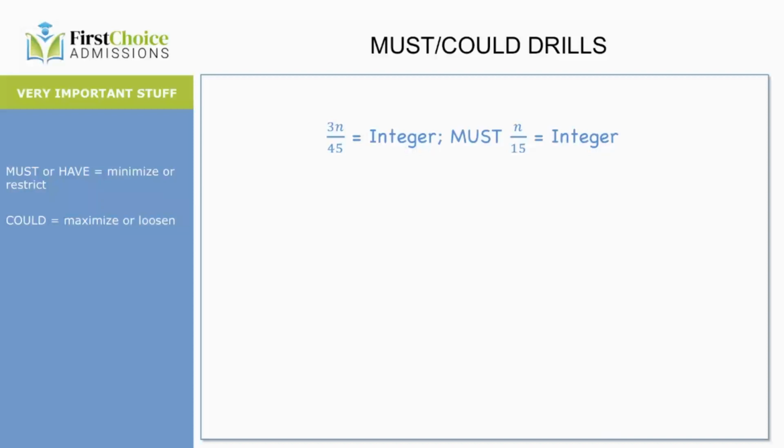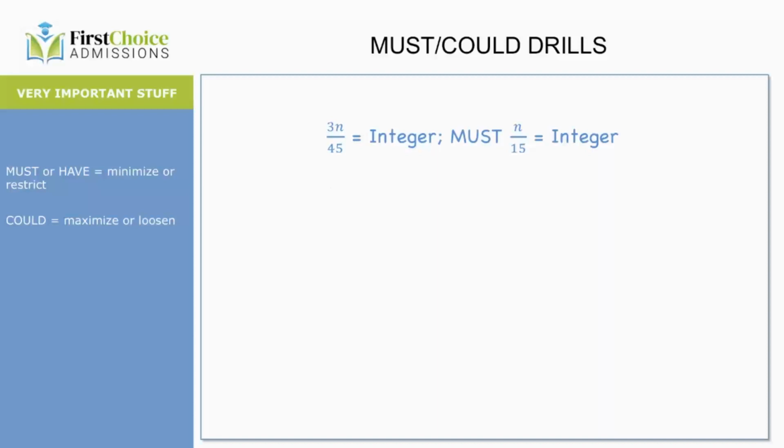Okay, so if 3n over 45 is an integer, must n over 15 be an integer? Now what does that mean? It means when we load up n with as little DNA as possible. Remember, must means minimize. So we want to give n as little DNA as we possibly can. Does n still contain all the DNA of 15?